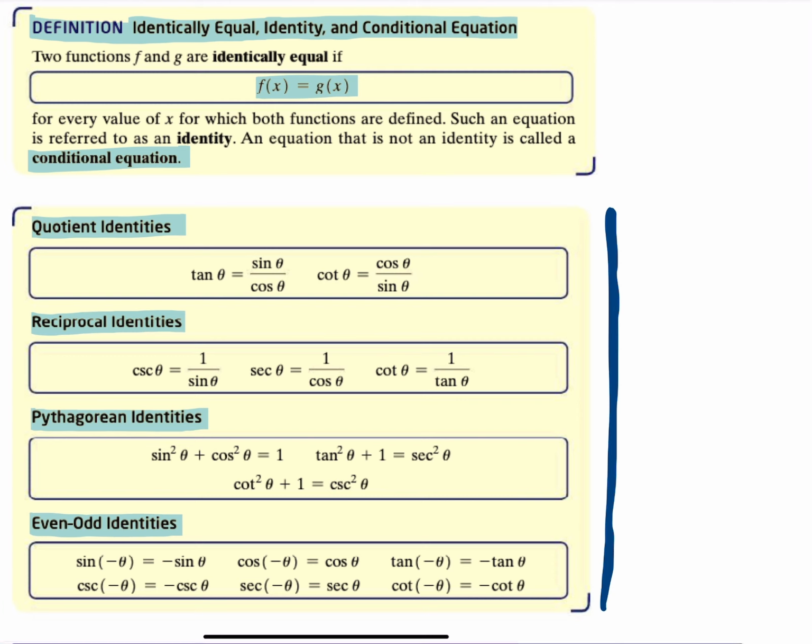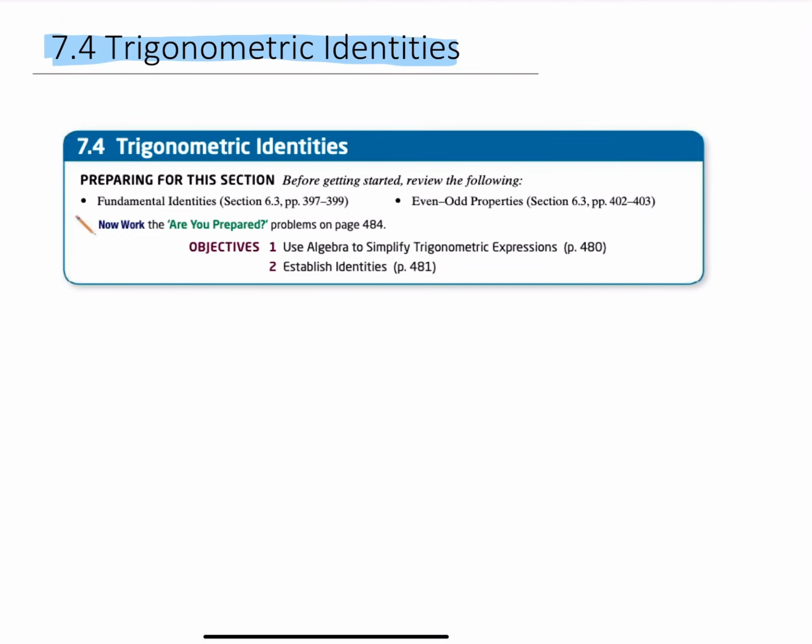All right, so that's it for this section. We first went through some algebraic skills to simplify trig expressions, and then went through all those examples of establishing an identity. So that'll be all for this video, and I'll see you next time.